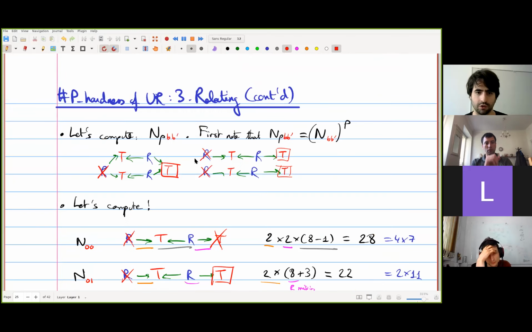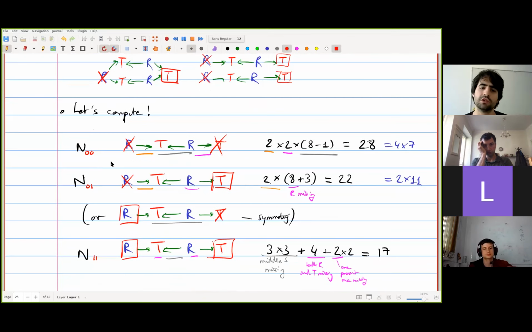So I get that N_P^{BB'}, the number of possible worlds when I have P parallel copies and type BB', is just N_{BB'} to the P, where N_{BB'} is the type where I have just one parallel copy. And I can explicitly compute these values. I get these very nice numbers. And it's not because I like explicit computation, but it's important that these numbers contain prime factors that are distinct.